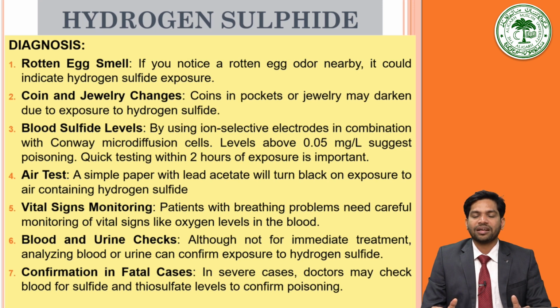Analyzing blood and urine can confirm the exposure to hydrogen sulfide. Then in severe cases, doctors may check the blood for sulfide and thiosulfate levels to confirm the poisoning. In this way, the different features help in making the diagnosis of hydrogen sulfide poisoning.